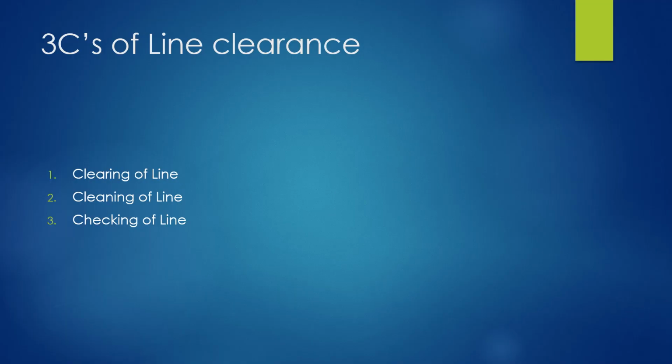So during the first stage of line clearance, the first and foremost thing that has to be done is to clear all the things related to the previous product so that we can manufacture the next product or the new product in that particular area.